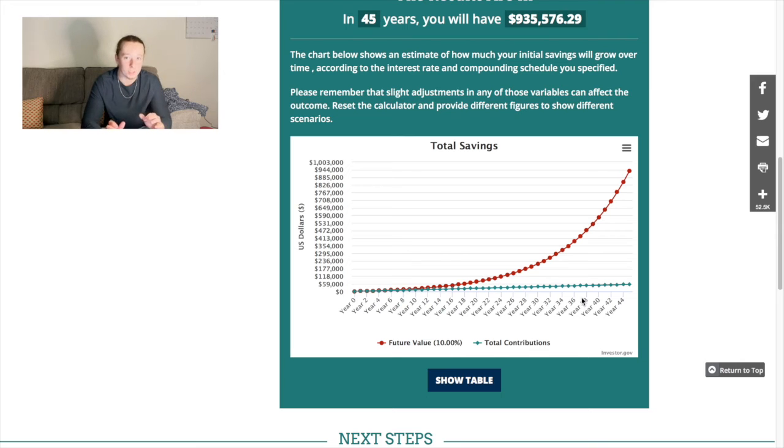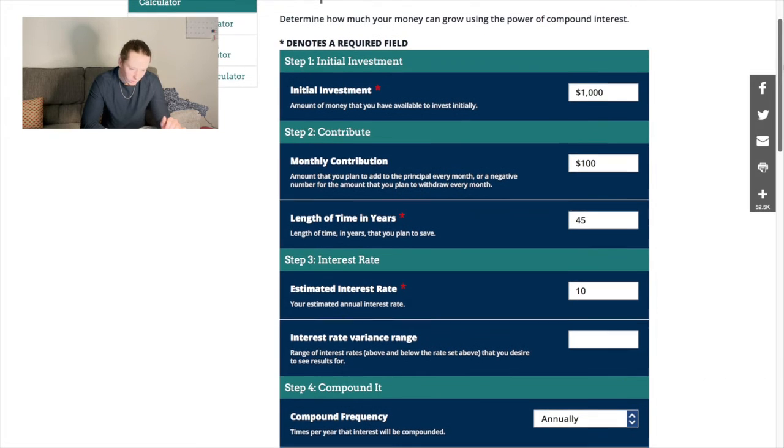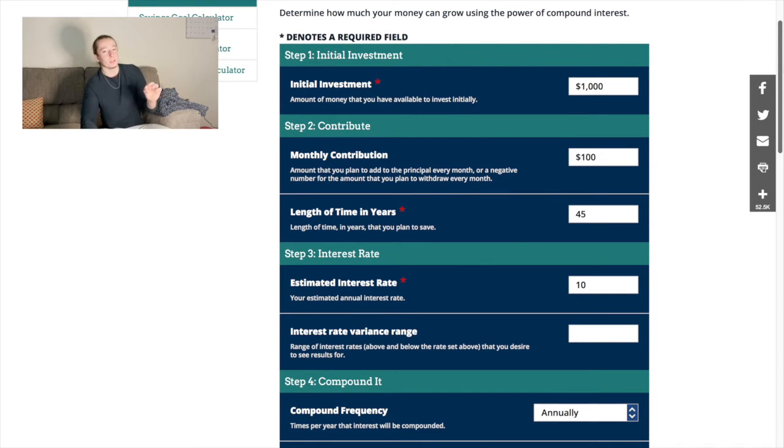That is a lot of money, and it sure as hell will be a lot of money 45 years from now still. So barring any insane incident, let's hope there's none of those. So that's a lot of money. That's what we can expect, and this initial investment and this monthly contribution and this interest rate, they're all very conservative numbers. So let's see what we can do if we up our numbers a little bit.